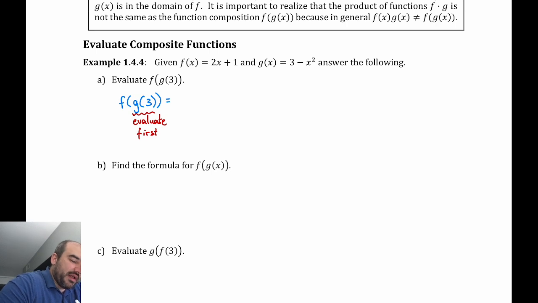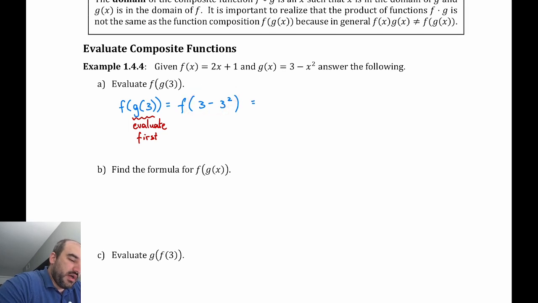Meaning, how do we evaluate g of 3? Well, we just plug 3 into g, right? So we leave this f part alone on the outside. And instead of writing g of 3, I'm going to write what g of x is, but plug in 3 as I'm writing it. So 3 minus 3 squared. These are just numbers, so we'll simplify those. f of 3 minus 9, which is f of negative 6.